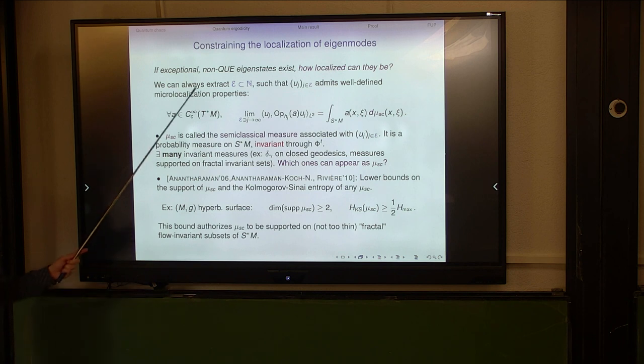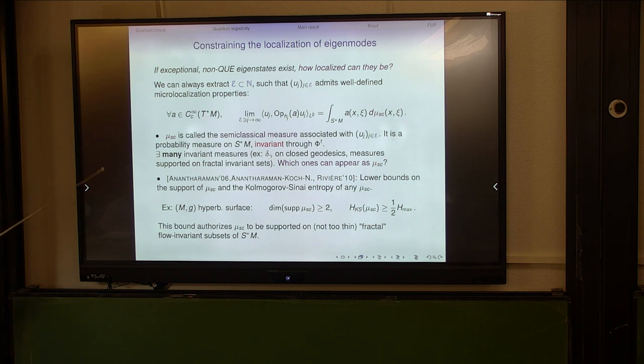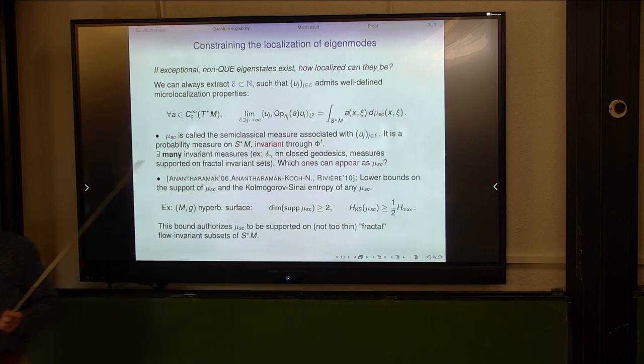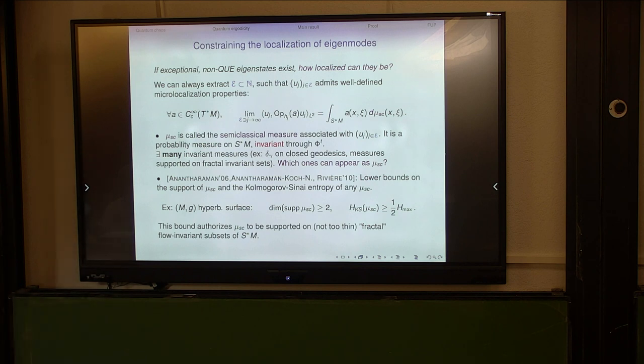So the assumption is that if there are counterexamples to QE, counterexample means that there exists a subsequence such that this limit would be described by a measure which would be different from the Liouville measure. But at least we know that they would be described by some measure, and this measure is a probability measure, and it is invariant through the flow.